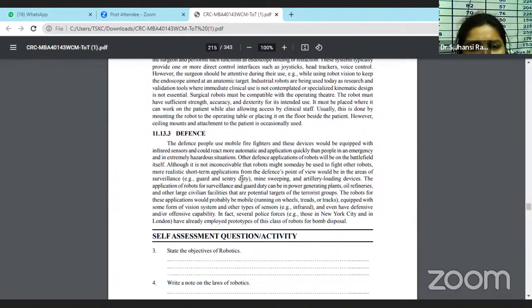Next, we talk about defense. Whenever there are hazardous situations, or in order to find where the grenades or something else will be, robots are helping the defense to find or sense the hazardous things, because nothing happens to robots, whereas for human beings it can be dangerous. And also power generating plants, oil refineries, everywhere they are being used.